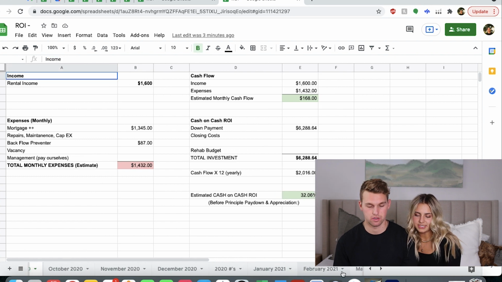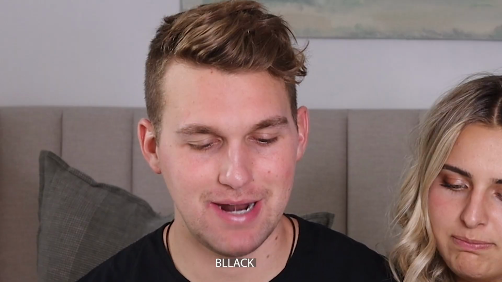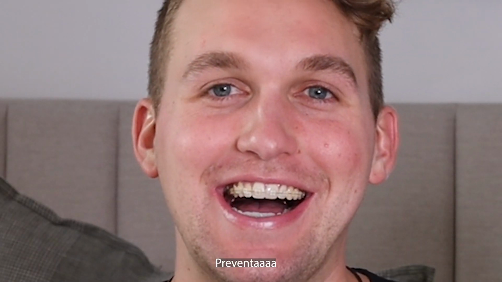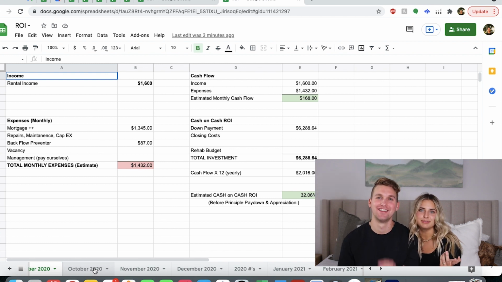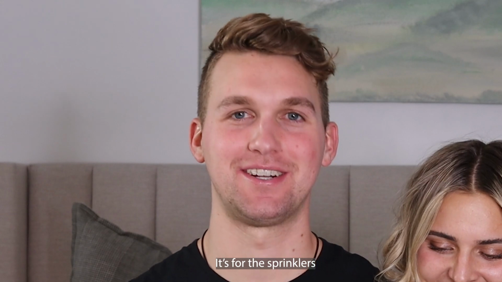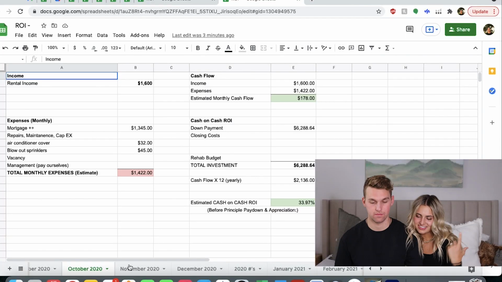This is September 2020. Looks like we paid for a backflow preventer, which I don't even know what that is, but I'm sure we needed it, for the sprinklers. In October, we paid for an air conditioning covering, and then we also had to blow out the sprinklers.